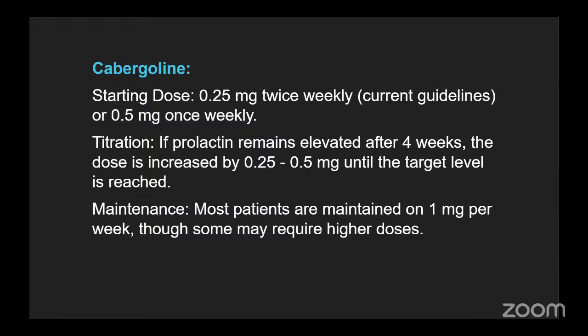Okay, then you get the patient retested after 4 weeks. If the prolactin remains elevated, then you need to increase the dose by 0.25 to 0.5 mg until the target level is reached. Am I clear?